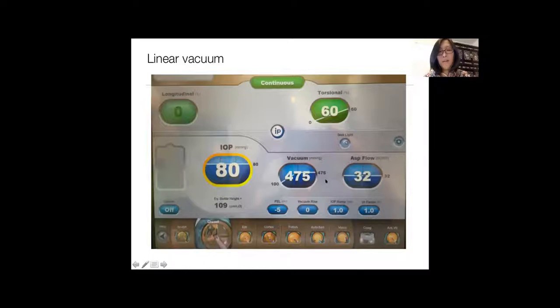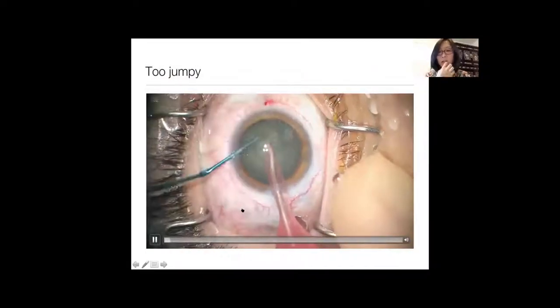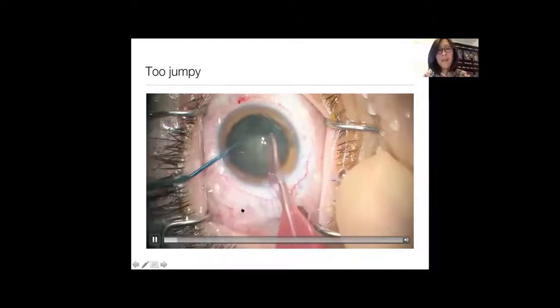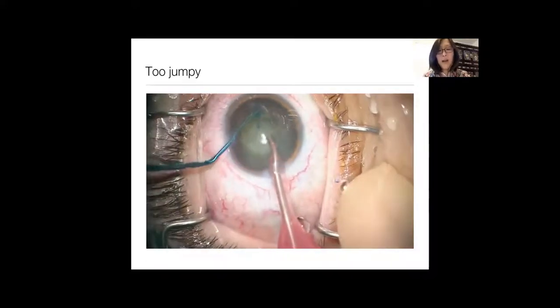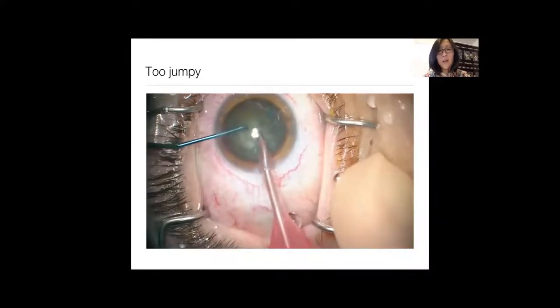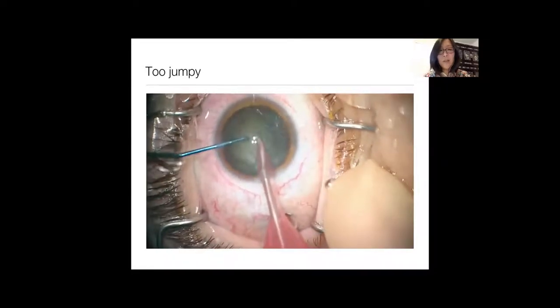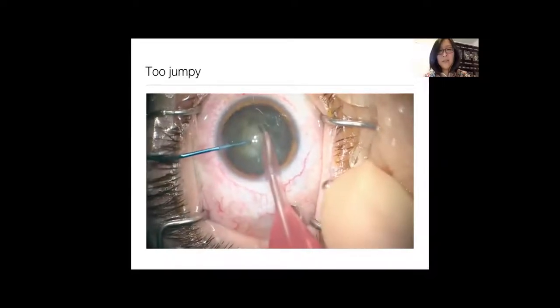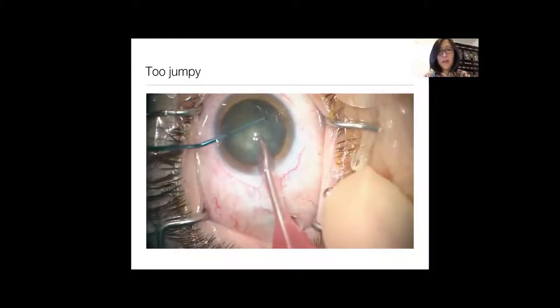setting at 475. And in doing so, what I noticed here is that my pieces are a little bit too jumpy. I don't like the way that this is acting here. You can see that the pieces are not coming so easily. So you have to ask yourself, is there a lack of full occlusion? Are the pieces not completely disassembled? Why am I not able to achieve what I need to achieve here?